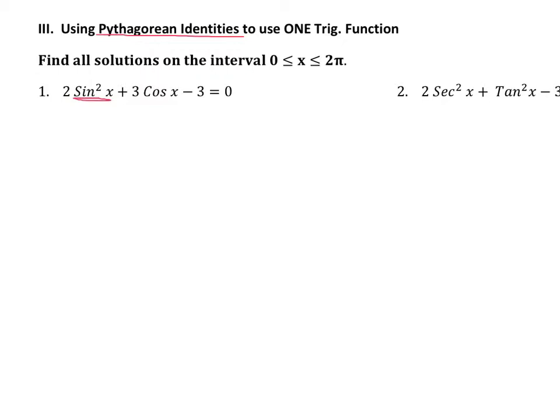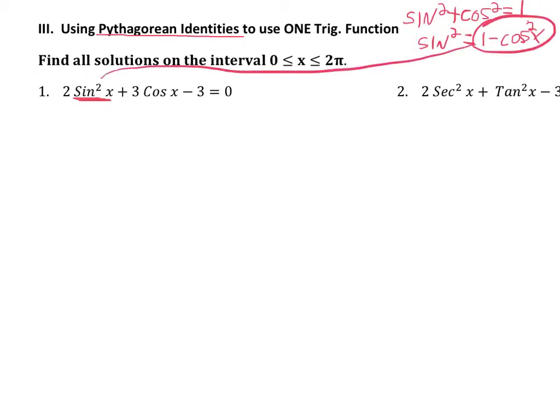I know the first Pythagorean identity is sine squared plus cosine squared equals 1. And when we looked at the alternate forms, if I get sine squared by itself, it's like saying that equals 1 minus cosine squared. So this 1 minus cosine squared is the same as sine squared. I'm going to take that and substitute it in there for that sine squared of x.